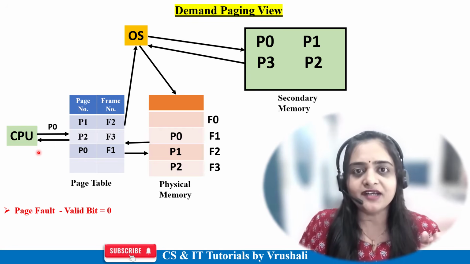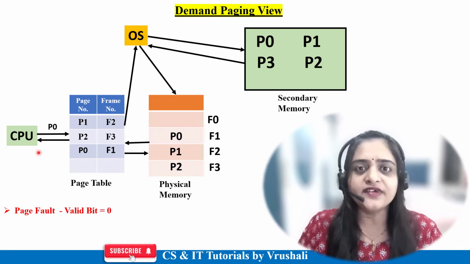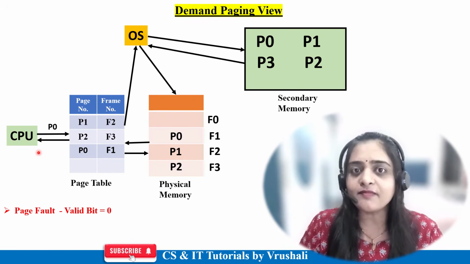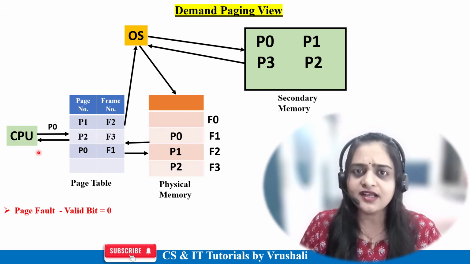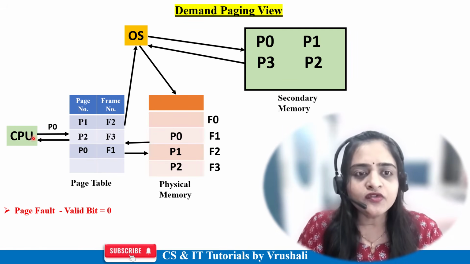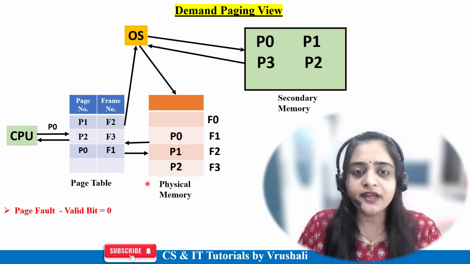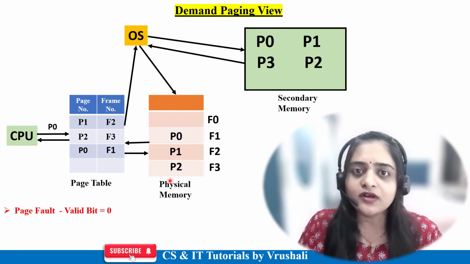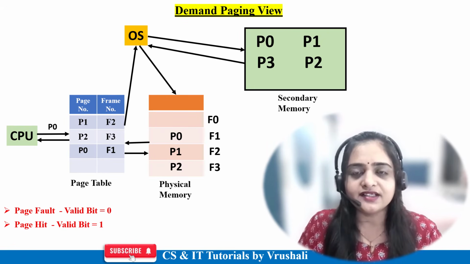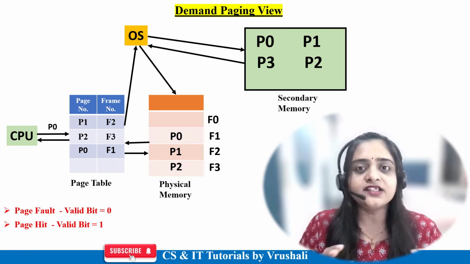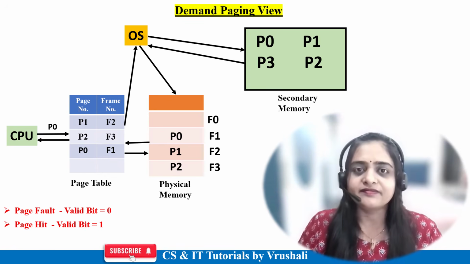So this is called demand paging. Not every page is present in physical memory. As per the demand of the CPU, pages are fetched or swapped out from secondary memory to main memory for execution purposes. Now, let's assume that the CPU wants to execute the P2 page. So P2 is already present in physical memory, right? When your page is already present, this is called a page hit, and at that time the valid bit is equal to 1. So this kind of concept is called demand paging.